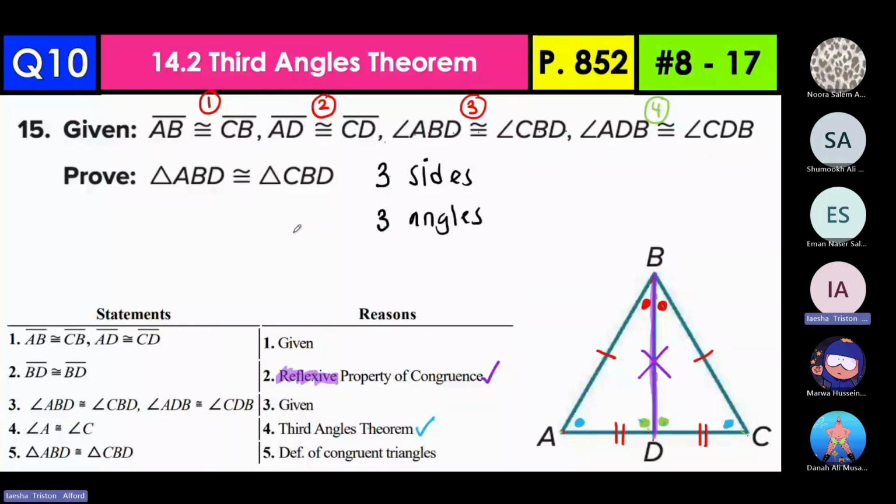Yeah, it's making a little bit more sense. A little bit, maybe. To make you feel better, if this question comes, it's multiple choice. I think you should be able to choose what should be in the blank. If they leave number 1 empty, you should know to write given. Number 2, reflexive. Number 3, given. Number 4, third angles. Number 5, congruent triangles.